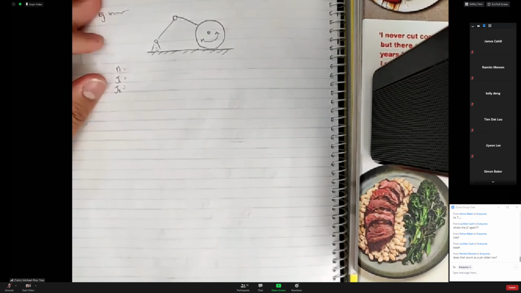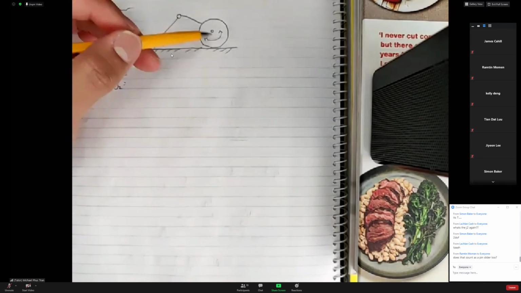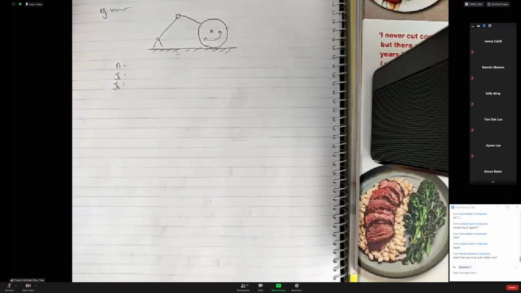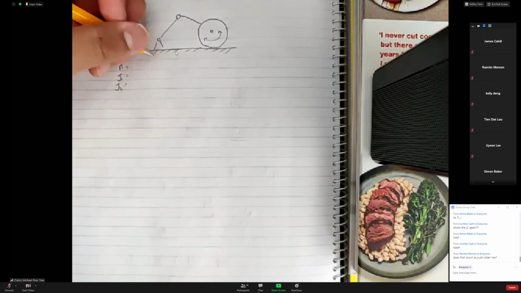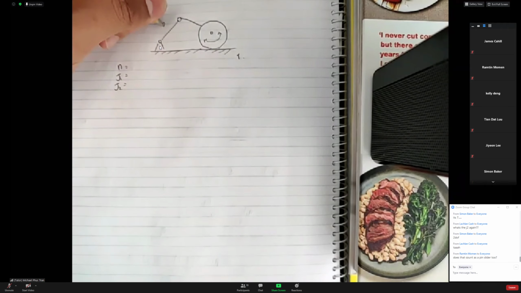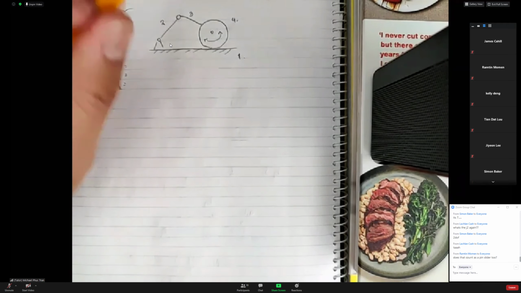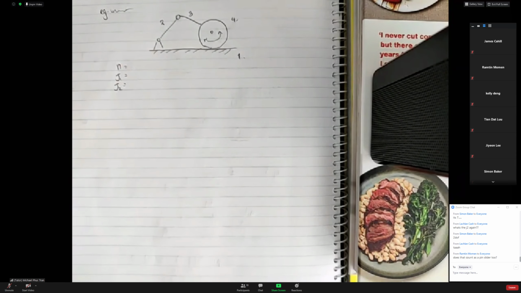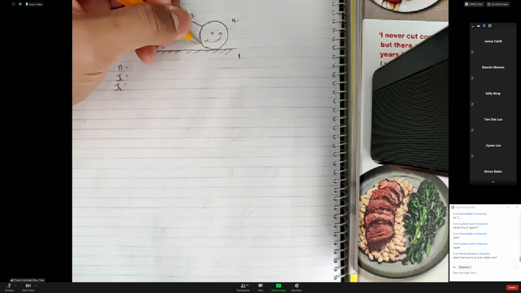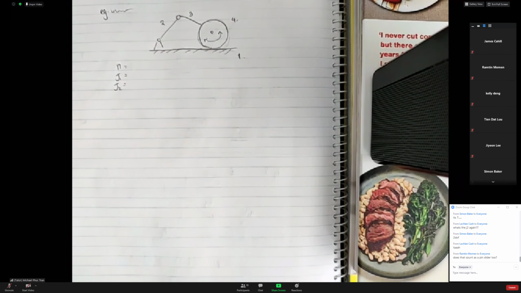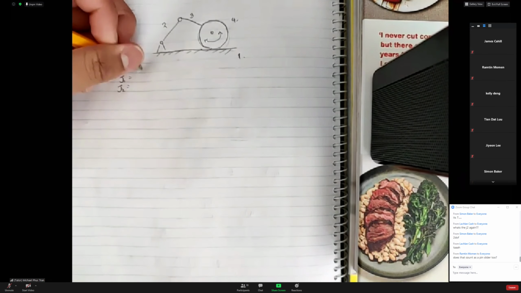It actually doesn't, because it's got that rotation aspect. So bodies, let's count. 1 for ground, 2, 3, and 4. So the definition of a link is a body that's got connections to another body. So if this body is connected to the ground, that counts as 1. So 4.